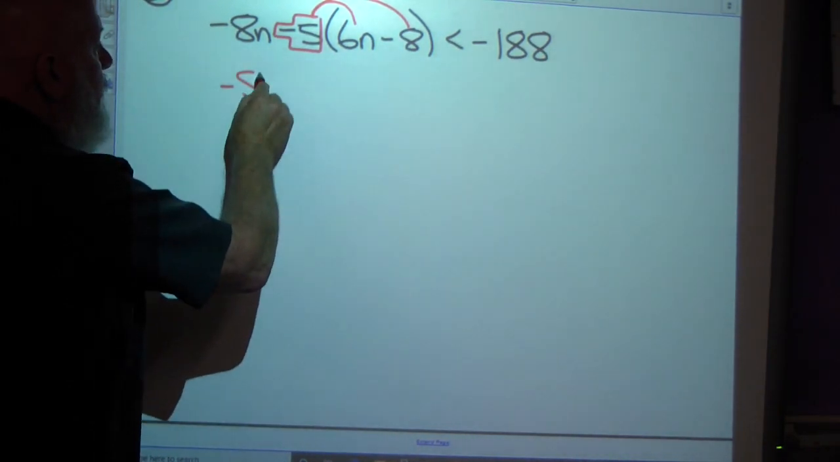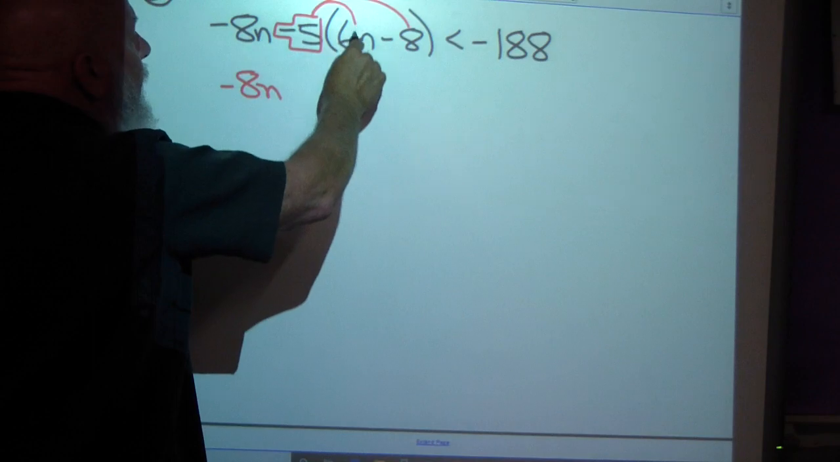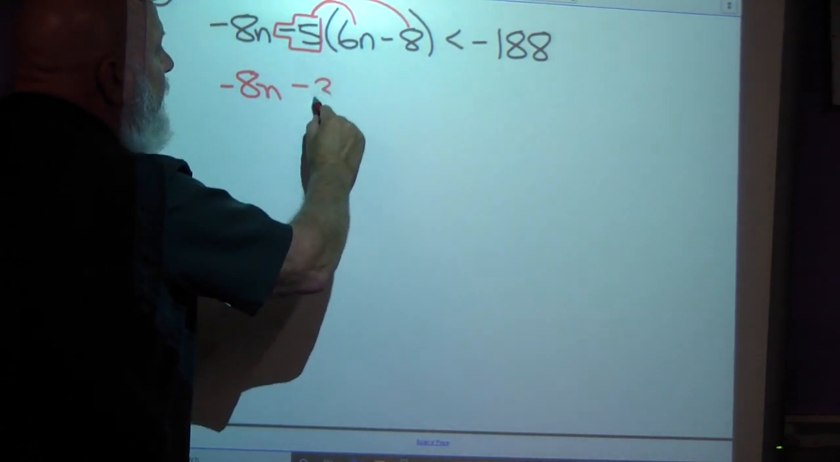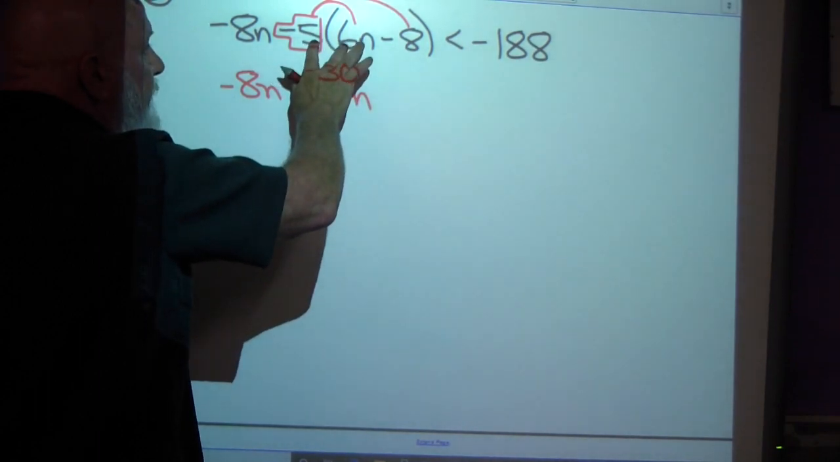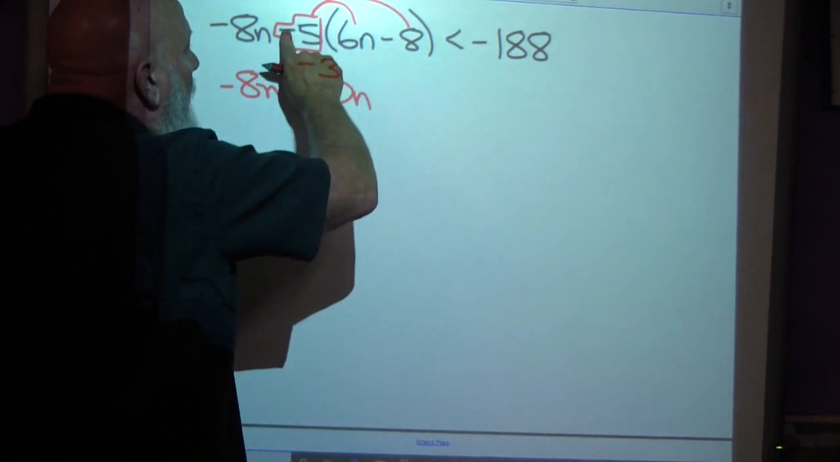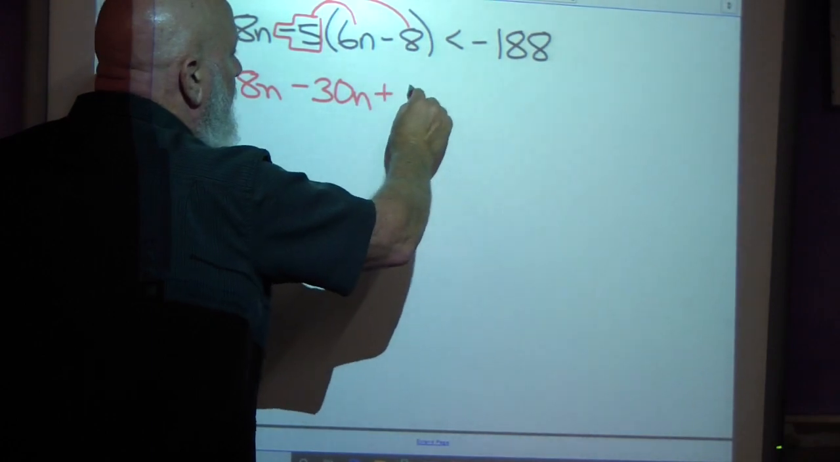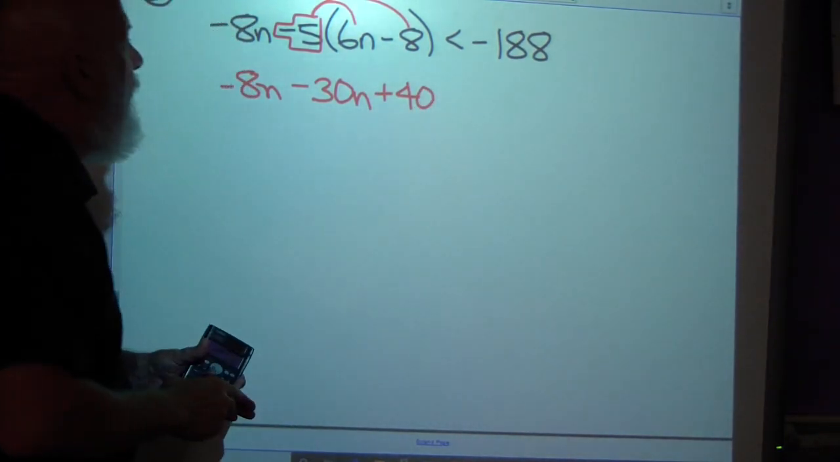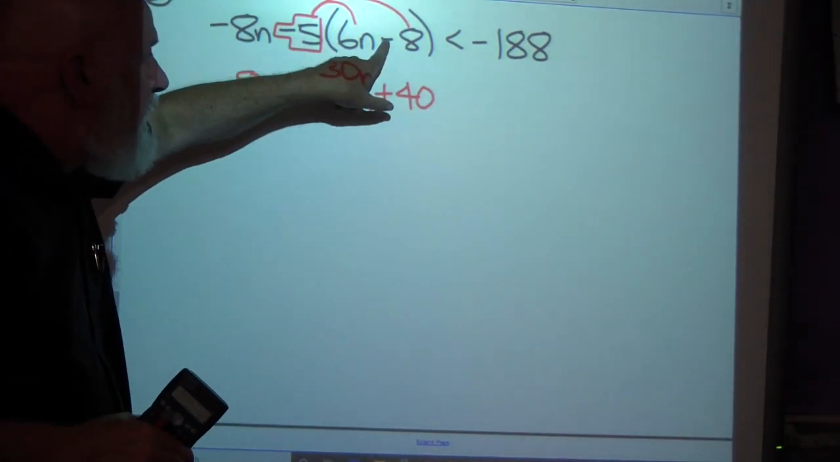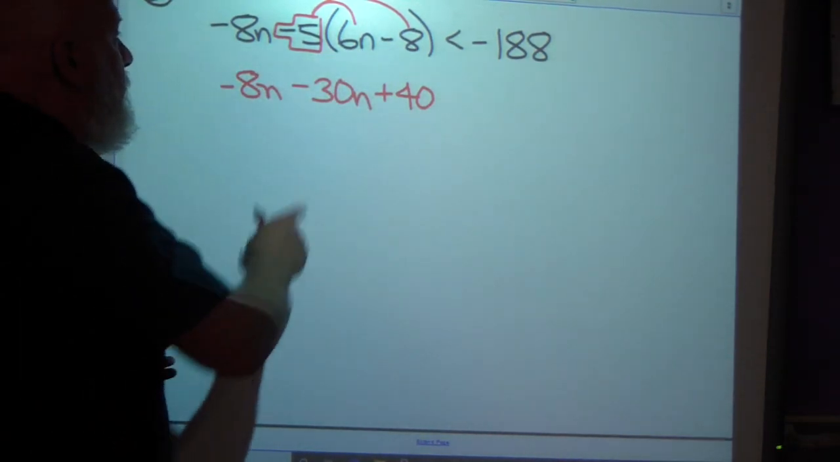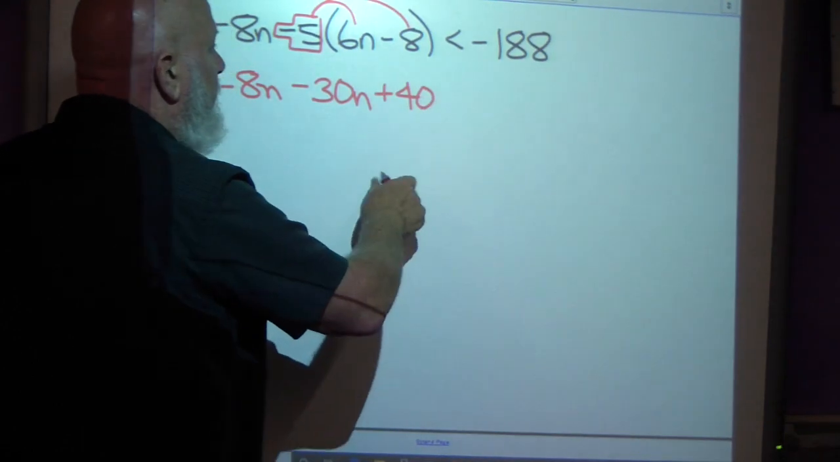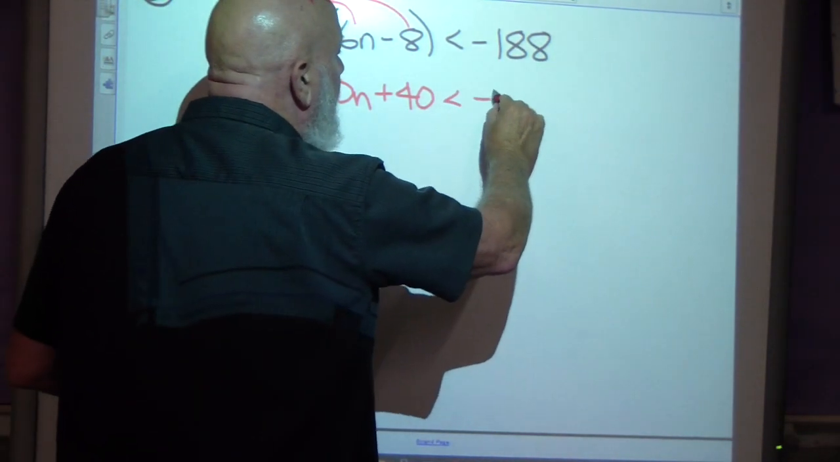Negative 8n minus 30n. See what I did there? I multiplied negative 5 times 6. That's negative 30n. Plus 40. Because I'm multiplying negative 5 times negative 8. That minus sign to the left of that 8 means that that 8 is negative. And so negative 5 times negative 8 is positive 40, is less than negative 188.